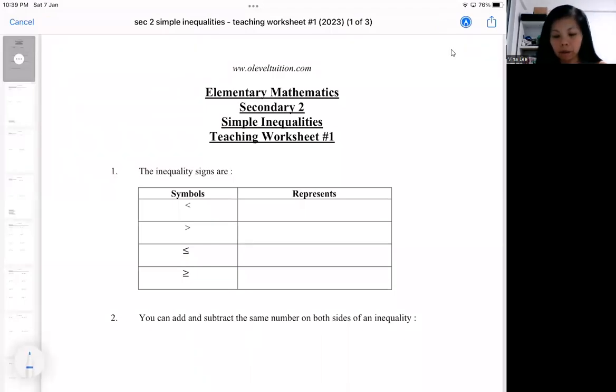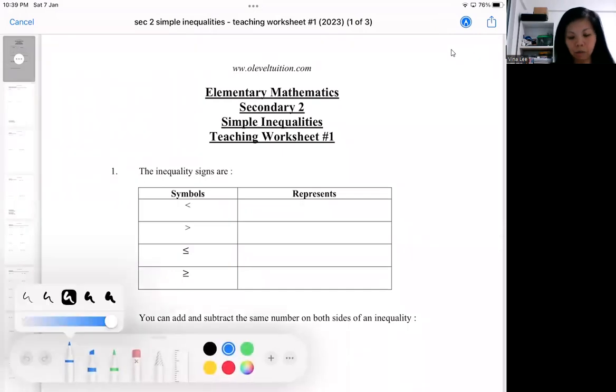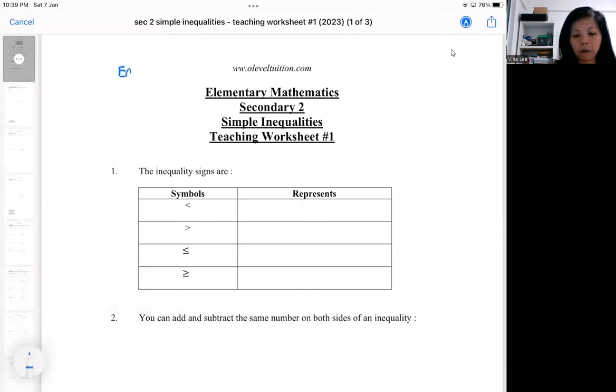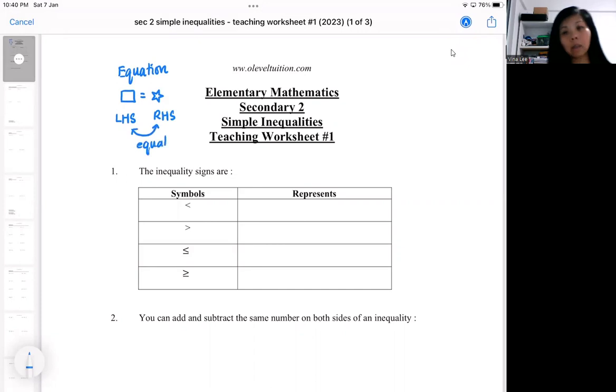So for this topic, we are dealing with inequality versus the equal sign that you have learned in Sec 1. In Sec 1, when you have an equation, it will be something is equal to something. When we use the equal sign, that means the left-hand side and the right-hand side are equal in value.